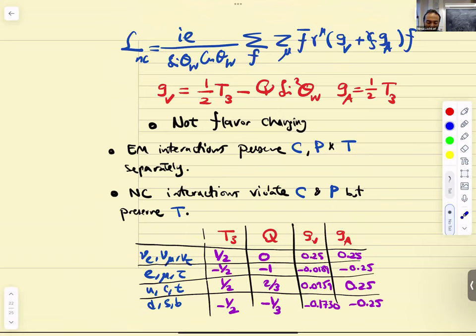Any questions? When we were writing the Lagrangian, we saw a term for axions that was CP violating. I said that you could add these terms to your model or not. It cannot be a neutral current interaction because neutral current preserves CP.